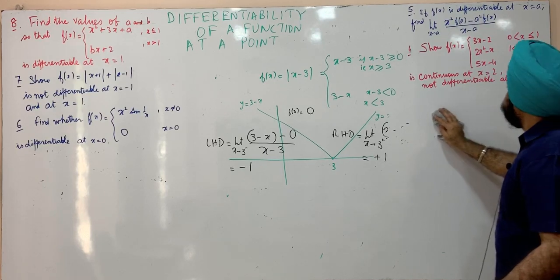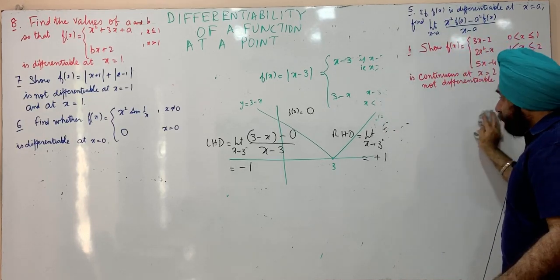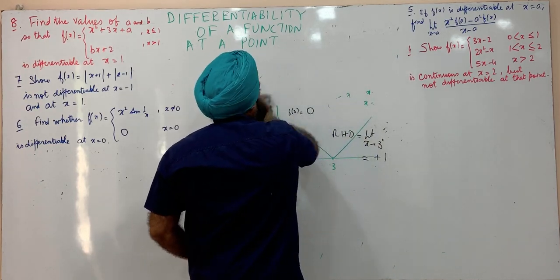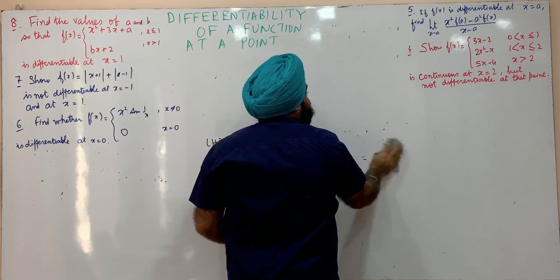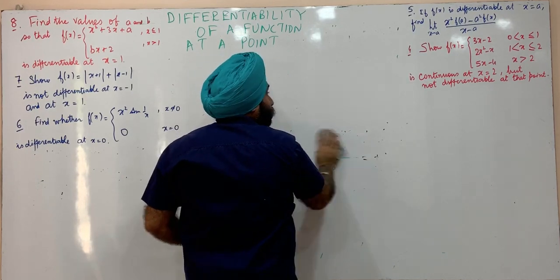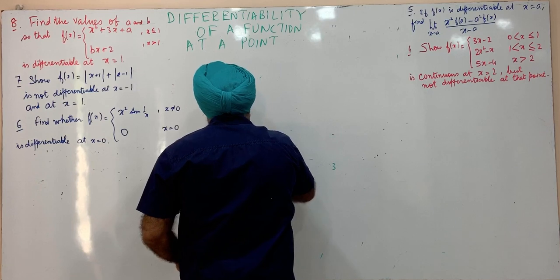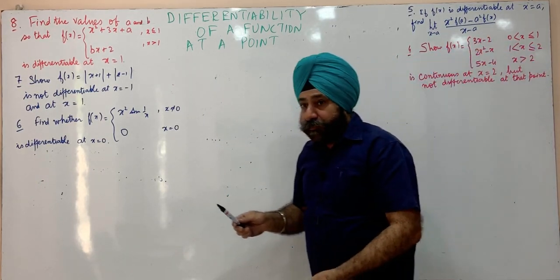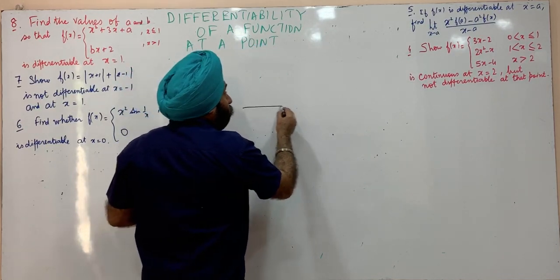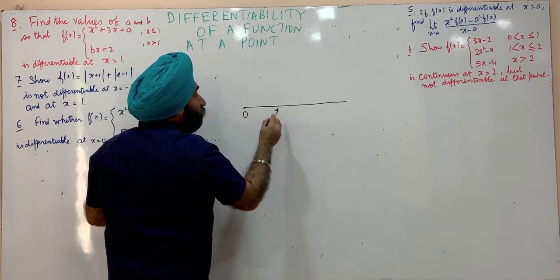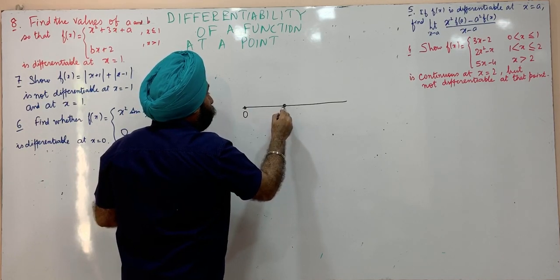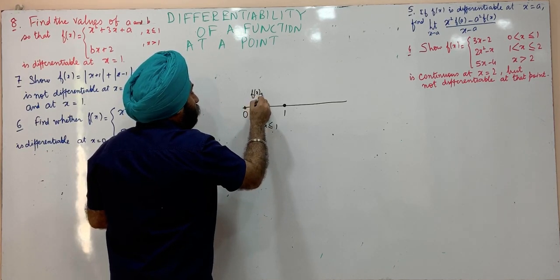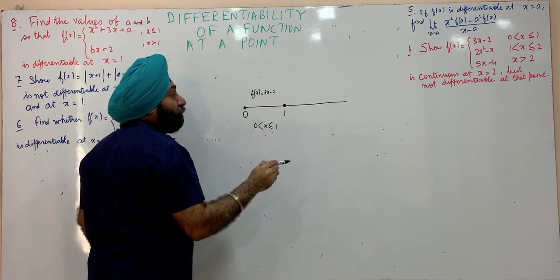In the next one, we have again another piecewise defined function. It's defined from 0 to 1, then from 1 to 2, and next for values which are greater than 2. So we show the function on the number line. This is between 0 to 1. This is 0 less than x less than or equal to 1. F of x is 3x minus 2.